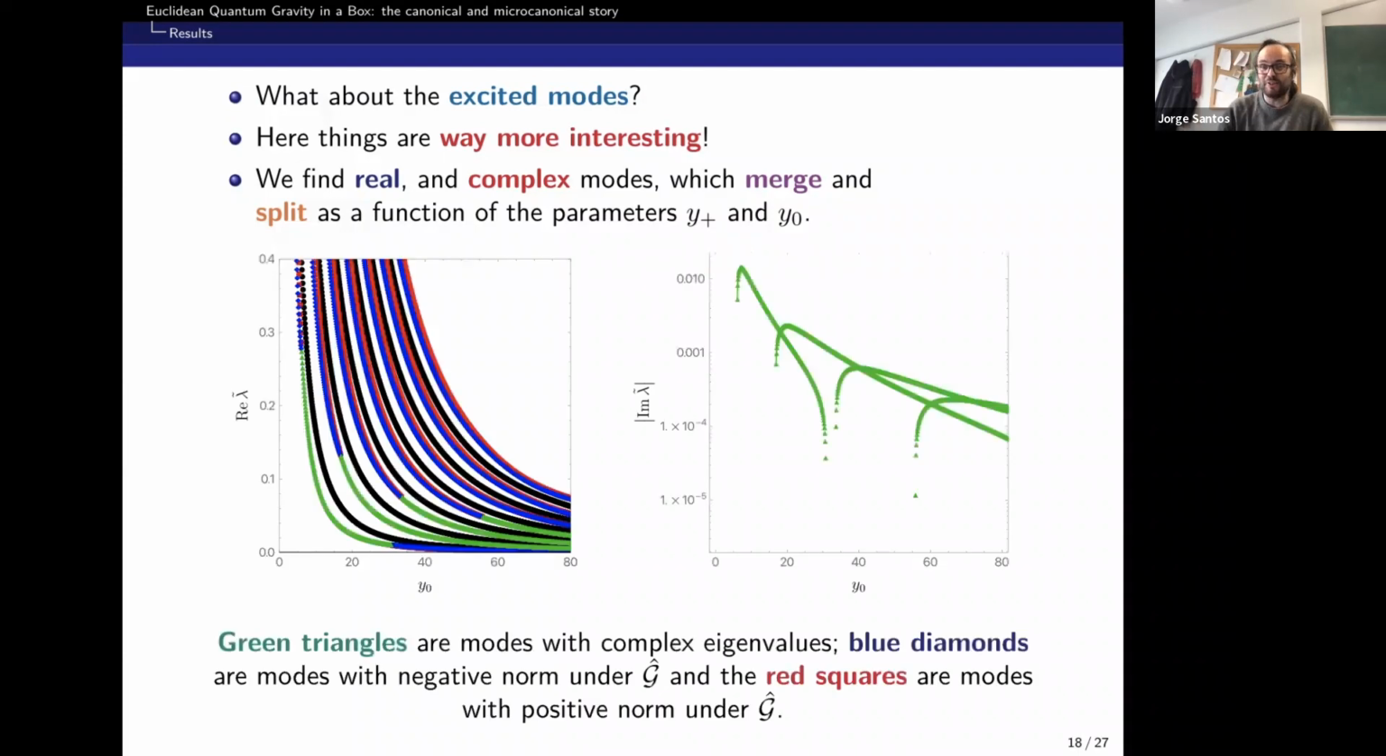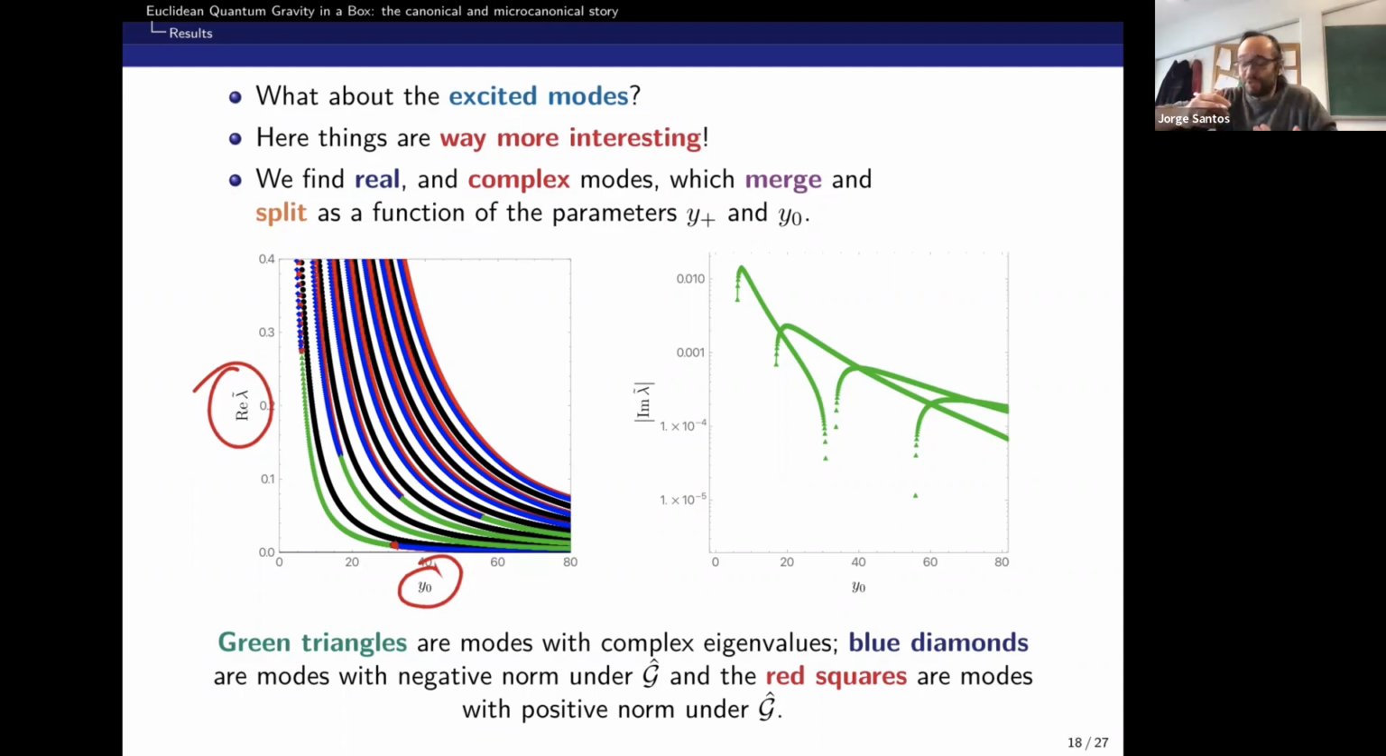It gets complicated. Here, for simplicity, I have zero cosmological constant. I have the radius of the cavity here. This is the real part, and there's a bunch of color coding here. The green just means that the modes are complex. The blue means that the modes have negative norm, and the red means that the modes have positive norm. And what we find is that the modes with negative and positive norm merge, for instance here, to give rise to a complex mode. And here they become, again, different from each other.